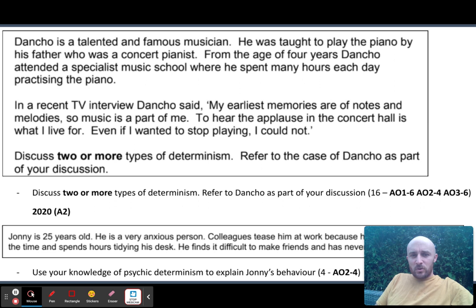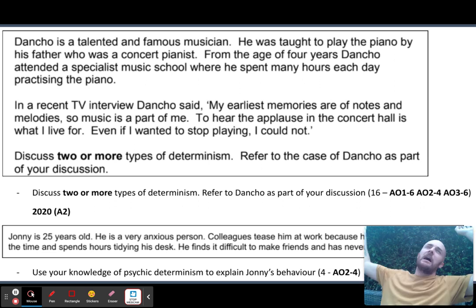By the way, Dancho is also from the age of 4 in the Oedipus complex. So maybe Dancho is playing the piano because, hold on a second, he wants to become like his dad so he can get someone like mum, or actually get with mum, maybe this was back in the olden days, or a Game of Thrones type situation. In a recent TV interview, Dancho said, my earliest memories are of notes and melody, so music is a part of me. This bit's important. To hear the applause in the concert hall is what I live for. Hard determinism alert. Even if I wanted to stop playing, I could not, because I have no free will.